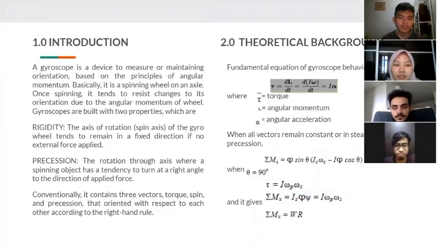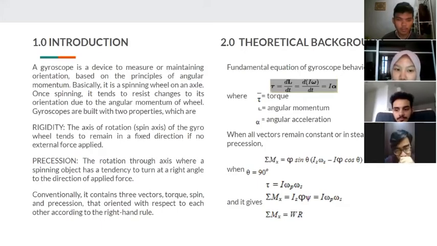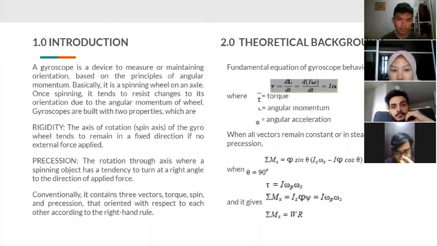So the first is the introduction. A gyroscope is a device to measure or maintain orientation based on the principles of angular momentum. Basically, it is a spinning wheel on an axle. Once spinning, it tends to resist changes to its orientation due to the angular momentum of the wheel. Gyroscopes are built with two properties, which are rigidity and precession. Conventionally, it contains three vectors, torque, spin, and precession, that are oriented with respect to each other according to the right-hand rule.